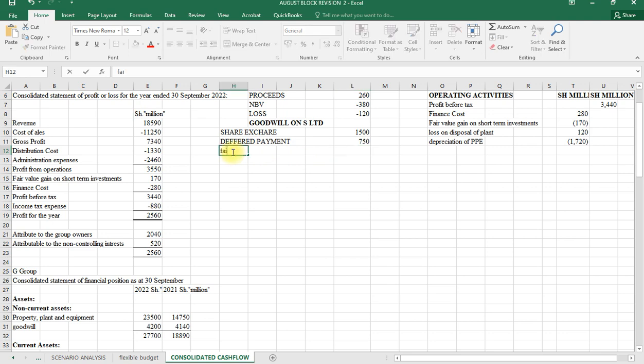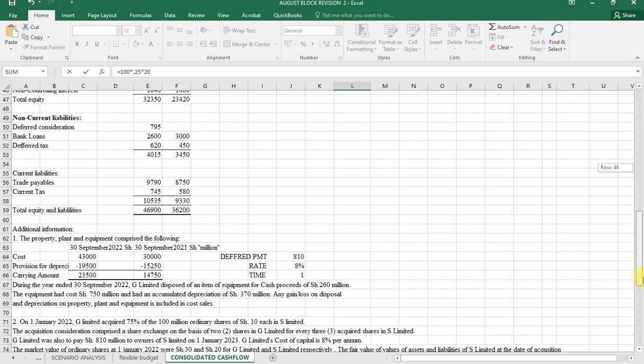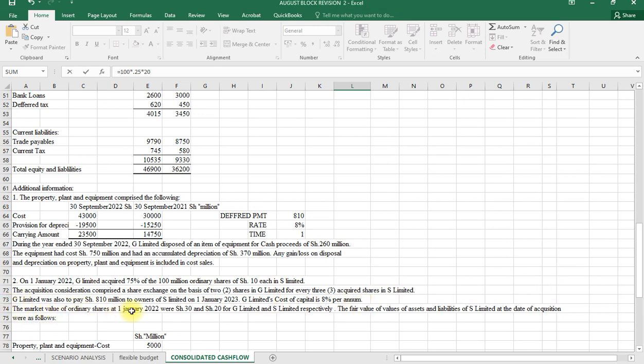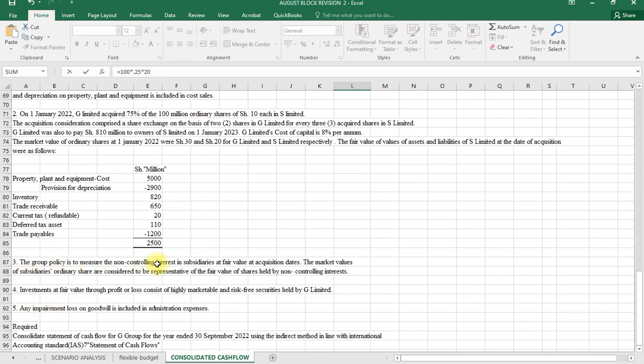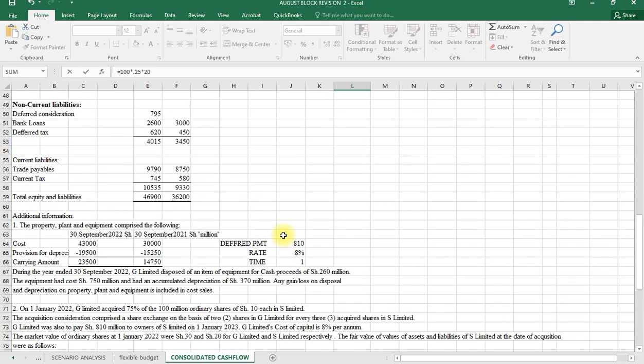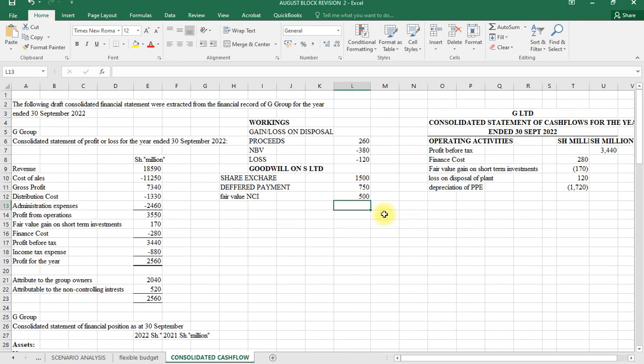Then we have the fair value of NCI. For the NCI, the value was 100, NCI is 25, and the market value was 20 shillings. Here, the market value of ordinary shares on 1st January was 30 for G and 20 for S, and the point that gives us that is this one. The group policy is to measure non-controlling interest in the subsidiary at fair value at acquisition date. The market value of the subsidiary's ordinary shares is considered representative of the fair value of shares held by non-controlling interest. So the market value was 20. That's what we are considering here. So by 20, and I enter. So that is the total value.